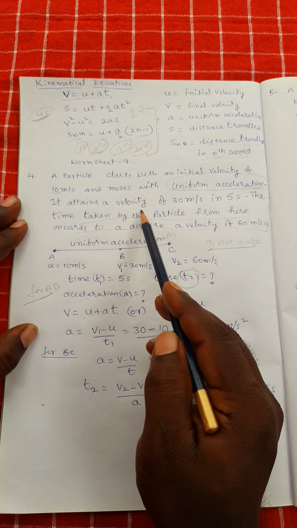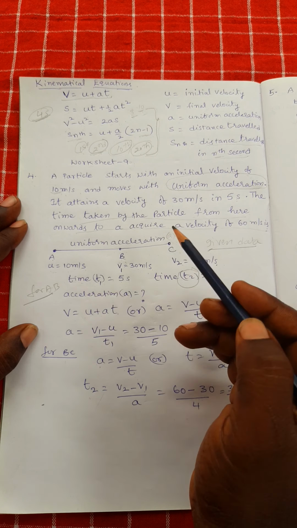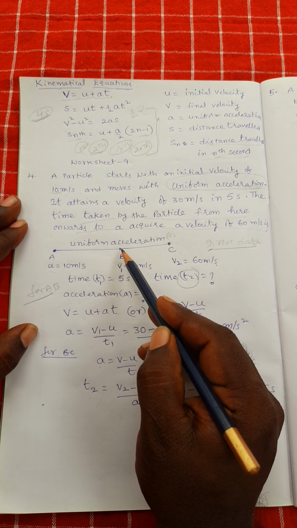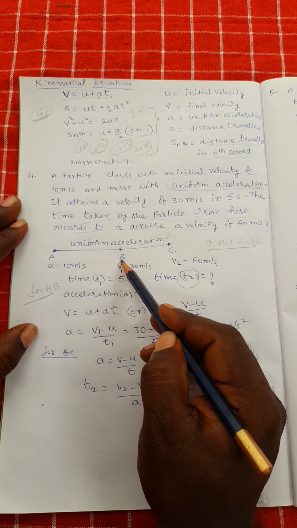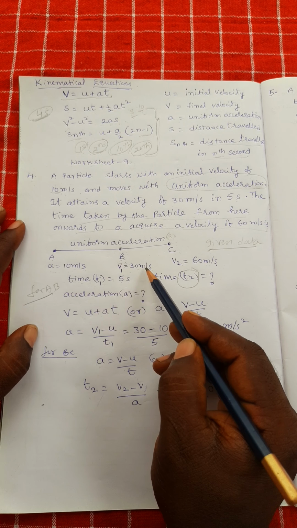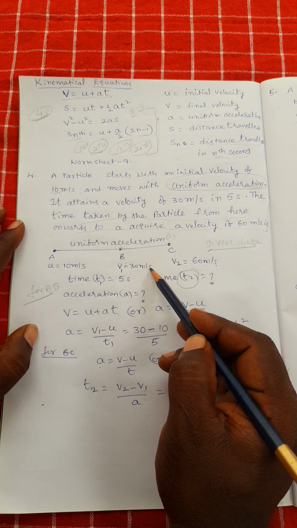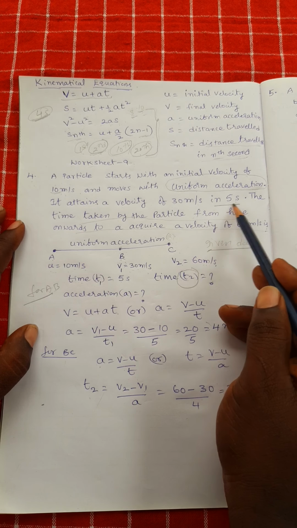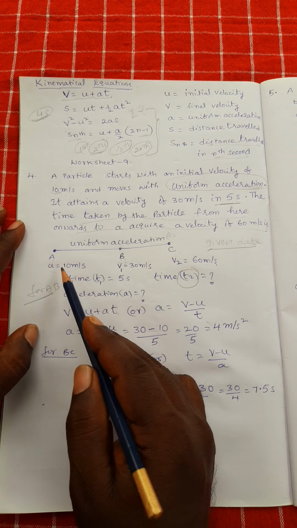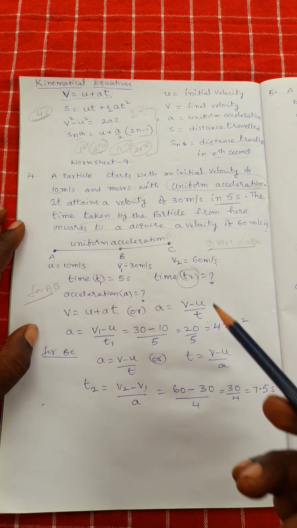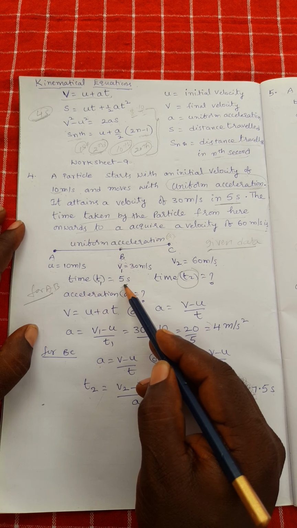It attains a velocity of 30 meter per second, meaning it reached a certain point, that point considered as B. So here the velocity is 30 meter per second. At point B, the final velocity is 30 meter per second, in 5 seconds. In 5 seconds means that the time taken to travel from A to B is 5 seconds.